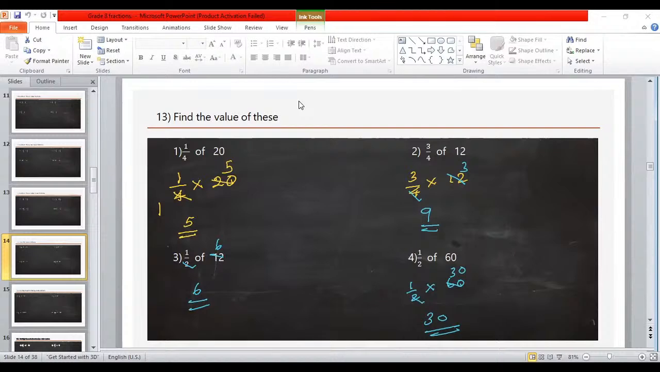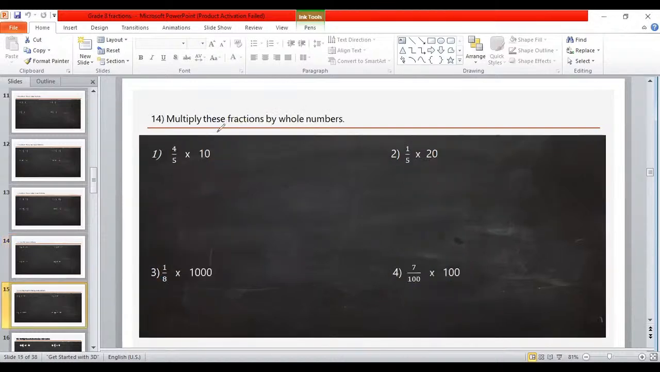Then here you have to multiply. Multiply these fractions by whole numbers. 4/5 into 10. Now look at here, right? Over the line, 10 below the line 5. How many 5s? 1. How many 5s? 2. 2 times 4, 8 here. Cancel out. 1, 5. How many 5s? 4. 4 times 1, 4.